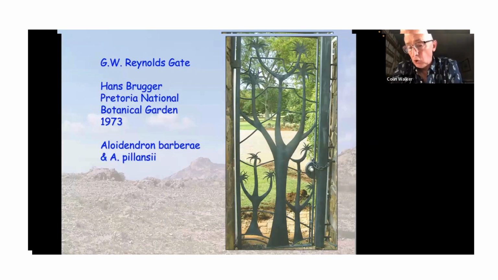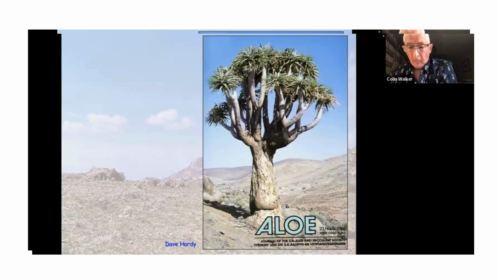So the large tree in the center, Gideon Smith assures me is Aloedendron barbarae, whereas the 2 smaller images Gideon is taking to be Aloedendron pillansii. This is the only known metal artwork that I'm aware of that features tree aloes.